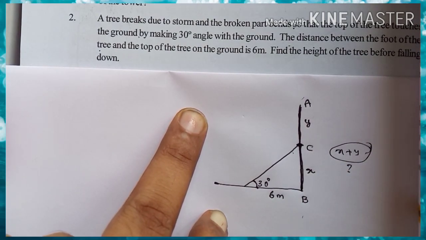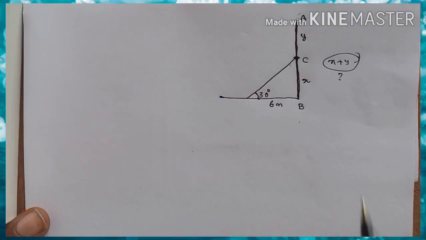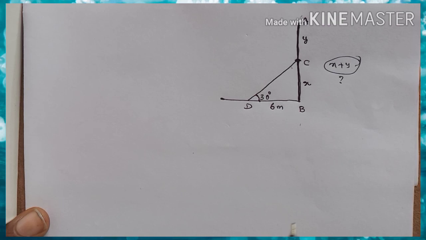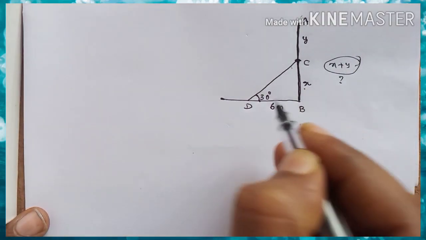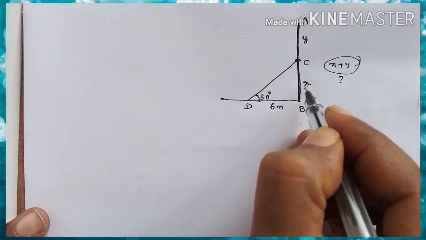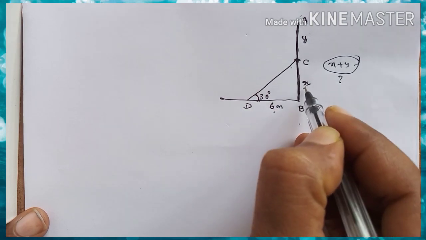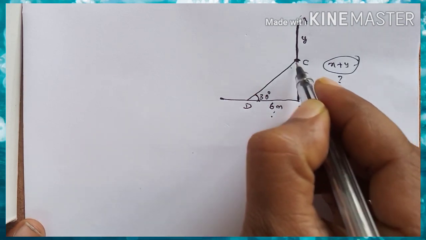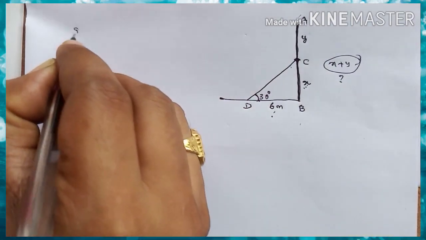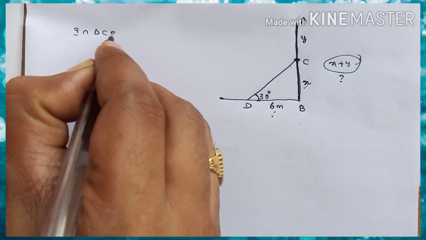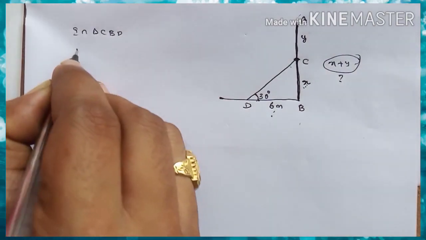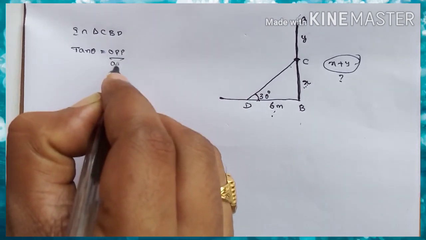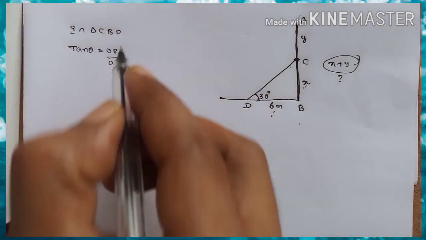Let's solve it. Now A, B, C are completed. Let this point be D. We need to find X. For this angle, this is the opposite side and this is the adjacent side. With opposite and adjacent we can form tan theta in the triangle CBD. In triangle CBD, we can apply tan theta is equal to opposite side by adjacent side.